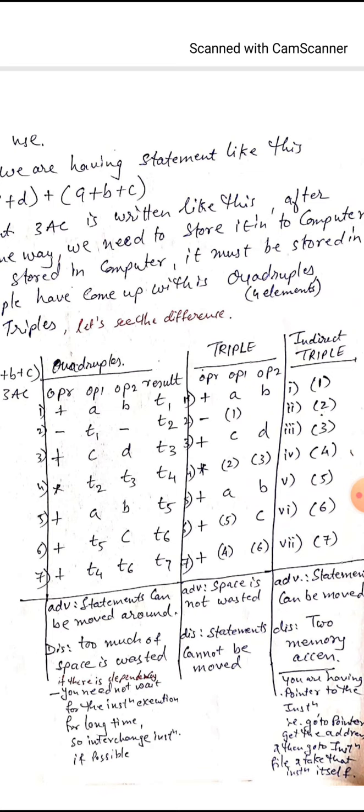The advantage of this is that space is not wasted. The disadvantage is that statements cannot be moved, right? It becomes a little rigid, because once it is finished and written at level 2, then you cannot change that. Likewise at the fourth, 2 and 3 are present, so you cannot change the second and third statements, otherwise everything will be wrong. Likewise at the sixth, 5 is present, so you cannot change 5. In the 7, 4 and 6 are there, so 4 and 6 you cannot change, right?